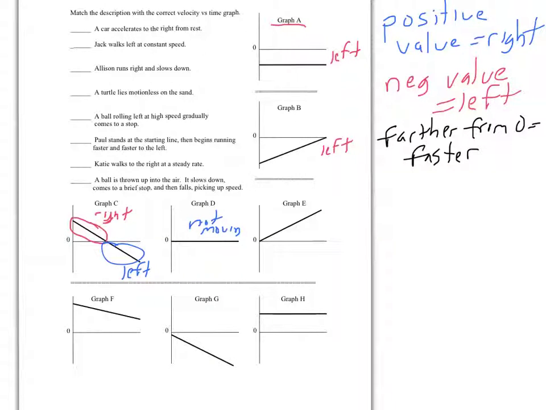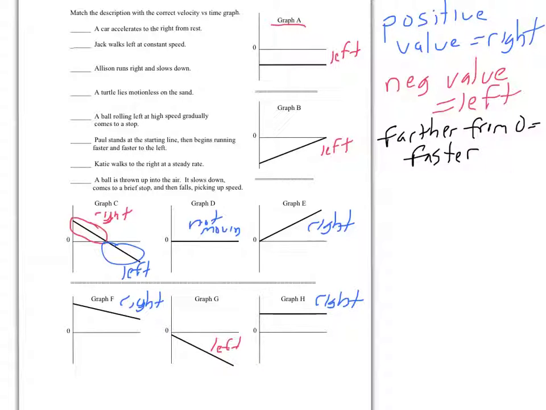Graph E is all positive, so that means it is moving to the right. Graph F is all positive, so that means it's moving to the right. Graph G is all negative, so that's moving left. And graph H is all positive, so that's moving right. So that might be how you want to start this, just jotting down some things. Then, is it getting closer to 0 or farther from 0?